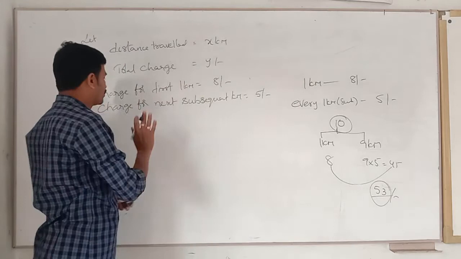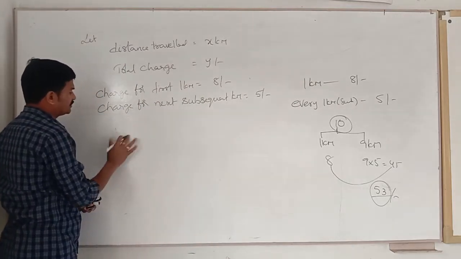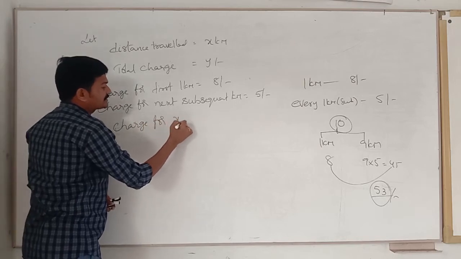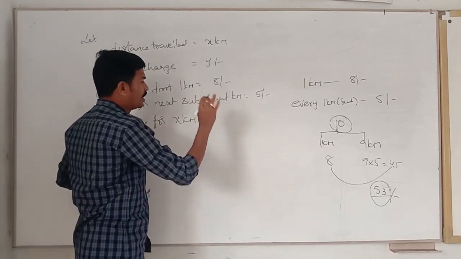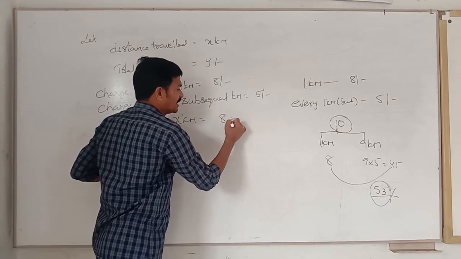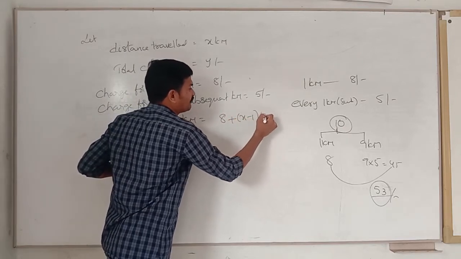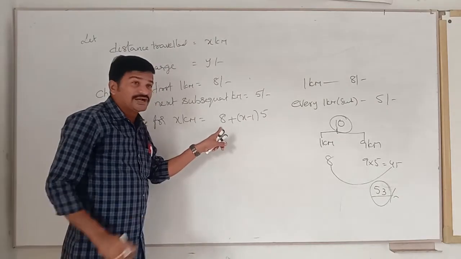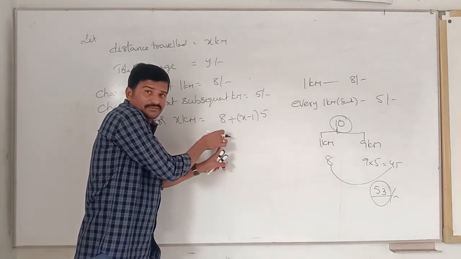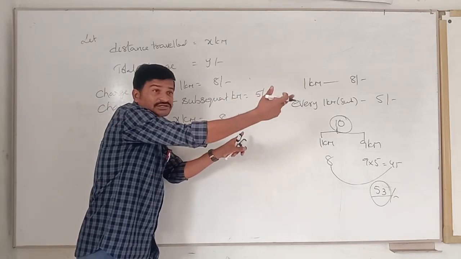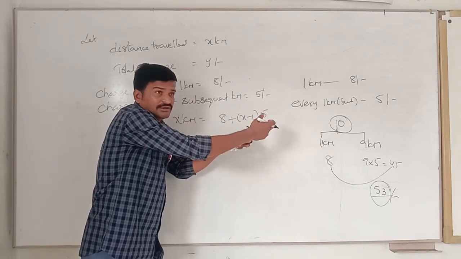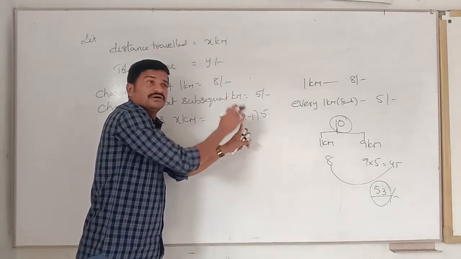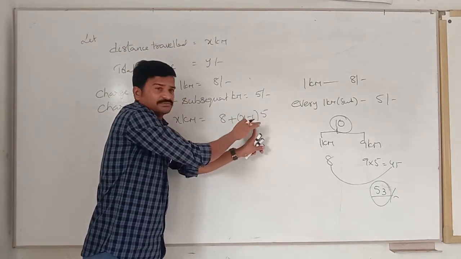Are you clear? Now charge for x kilometers equals to how much more? 8 plus (x minus 1) into 5, or not? Have you understood how we got it? This 8 rupees is the first 1 kilometer. It is common. Remaining kilometers how many? x minus 1 only, na? Because we don't know how many kilometers total we travel here. So that is x. So for the first 1 kilometer we have to subtract, x minus 1.